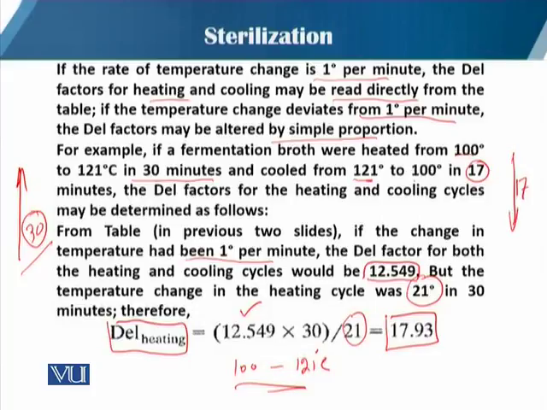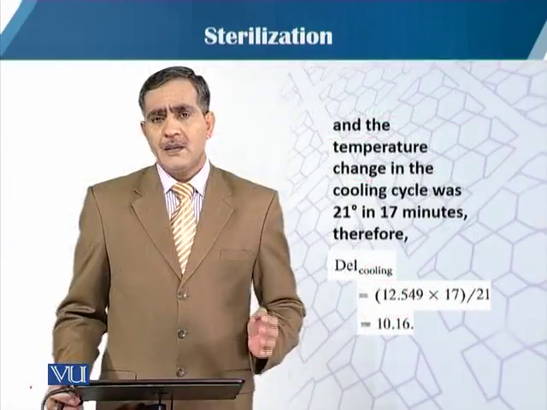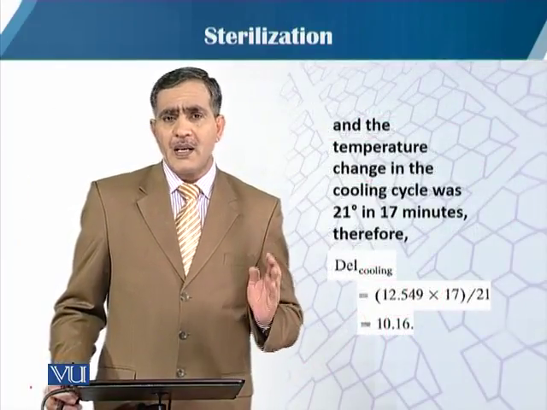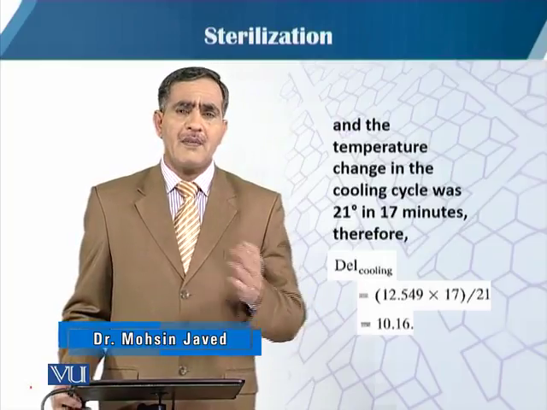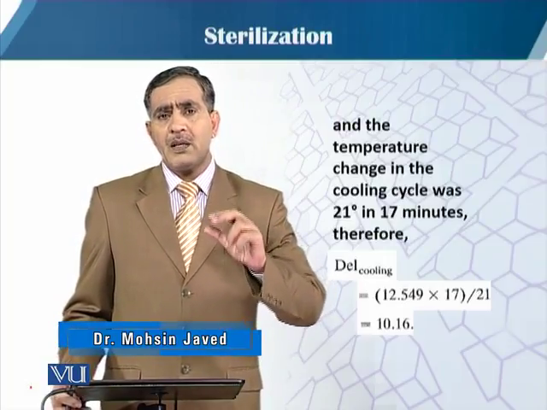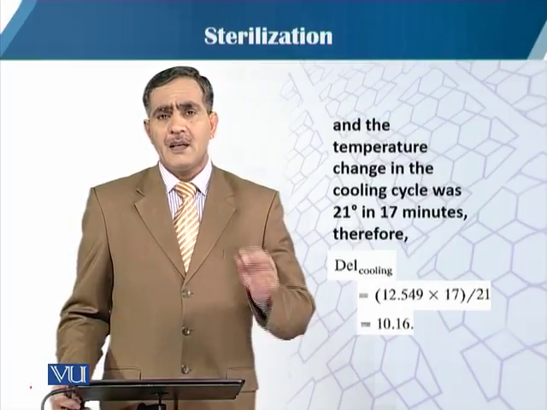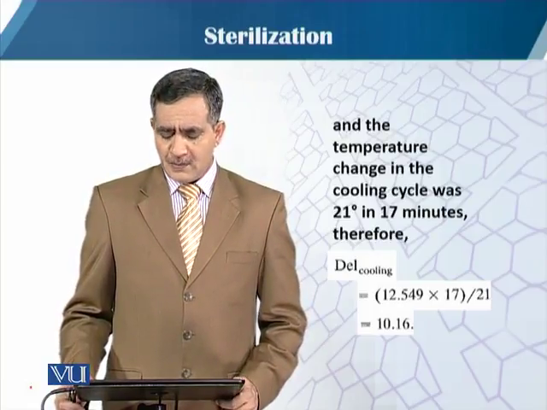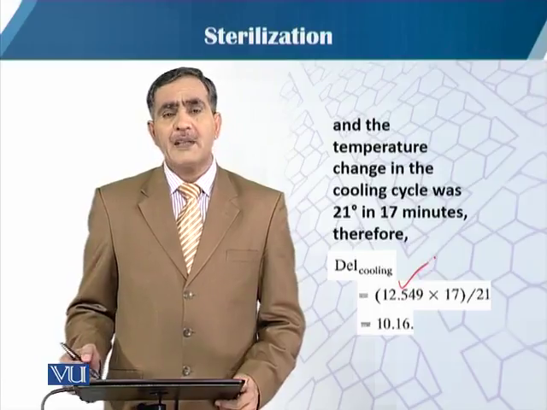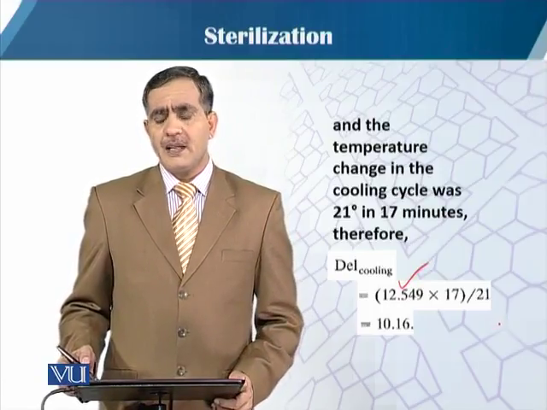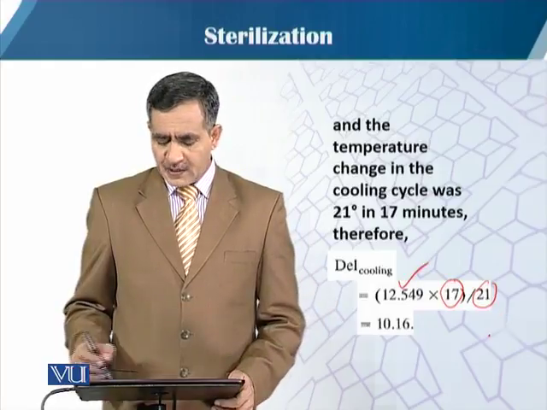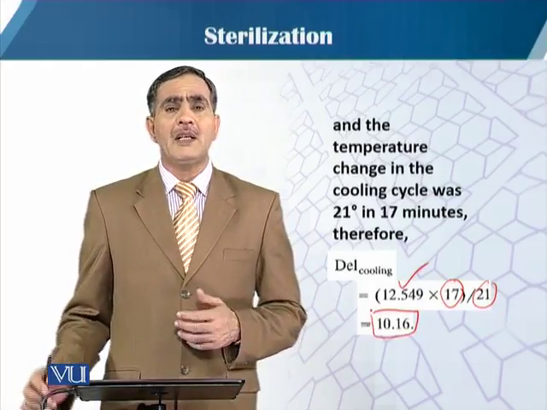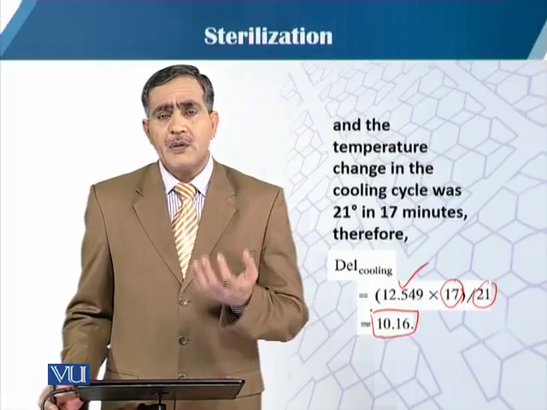17.93. In the same way, for the Del cooling, as in our previous example, the rising time from 100 degrees Celsius to 121 degrees is 30 minutes, and the cooling time from 121 degrees Celsius to 100 degrees Celsius is 17 minutes. The Del factor at 121 degrees Celsius is multiplied by the time and divided by the overall decrease in temperature, and 10.16 is the Del factor for the cooling cycle.